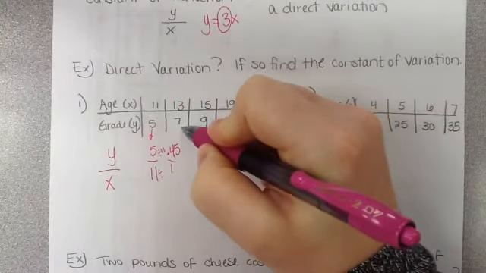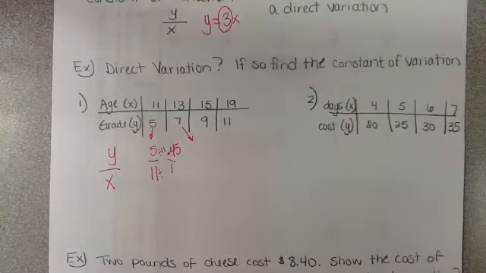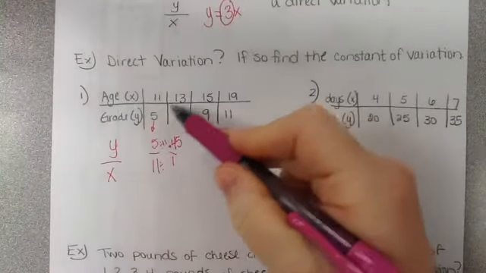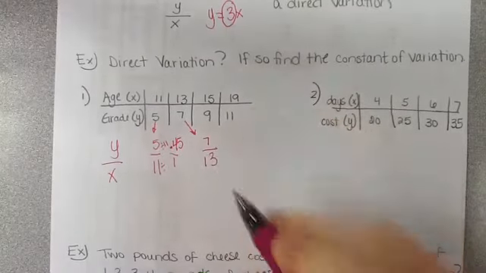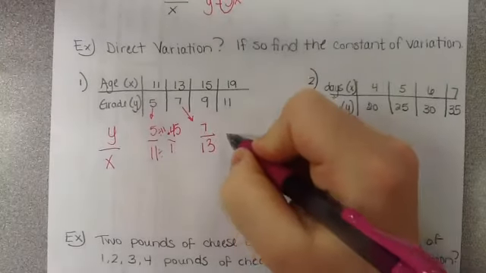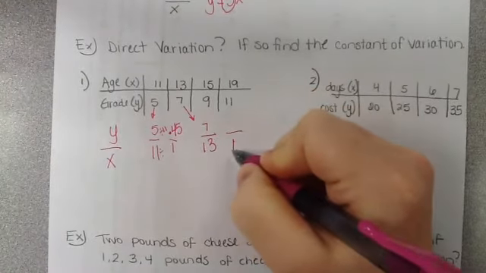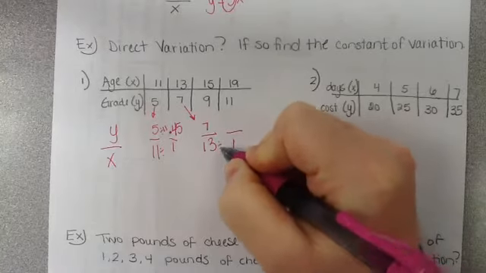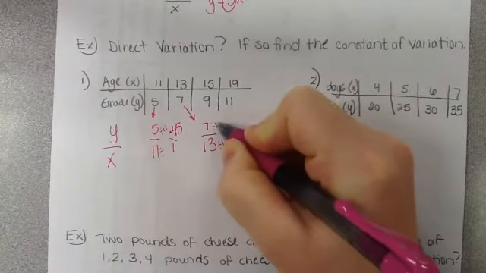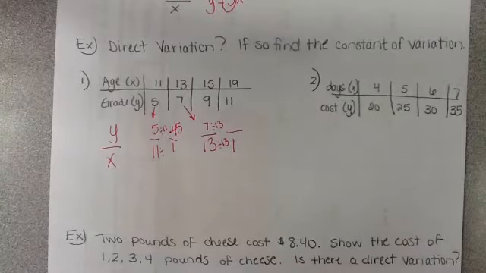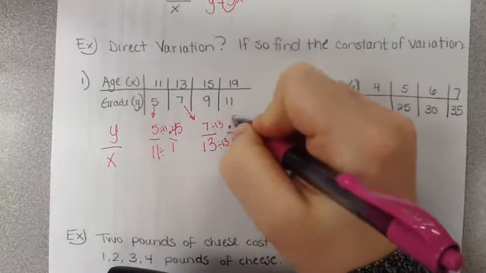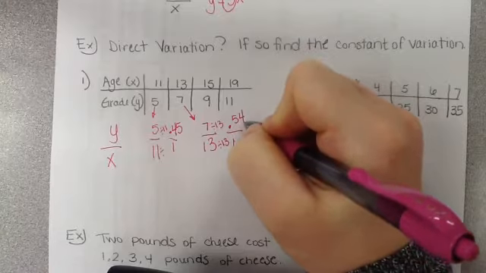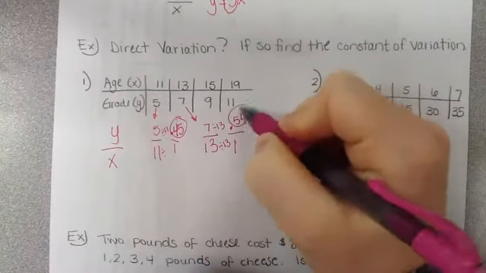Let's try another one. Again, we're going to have our y value, so our grade, which is 7, divided by 13. I want to get the unit rate, so over 1. So what will I do? Divide by 13. And what do we get this time? 0.538 or 0.54. Are these the same?